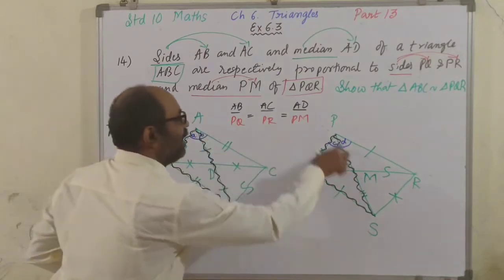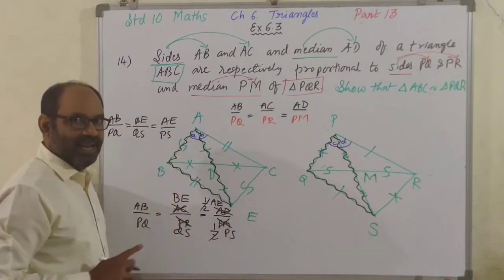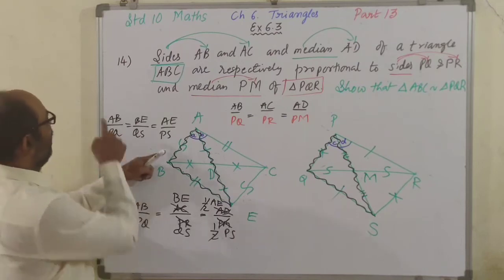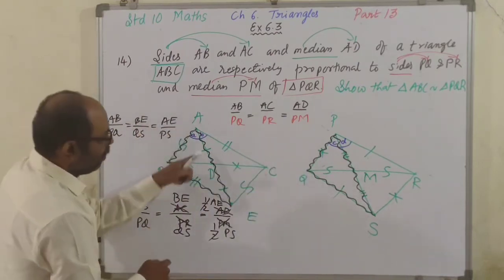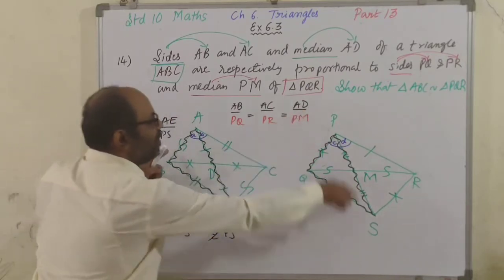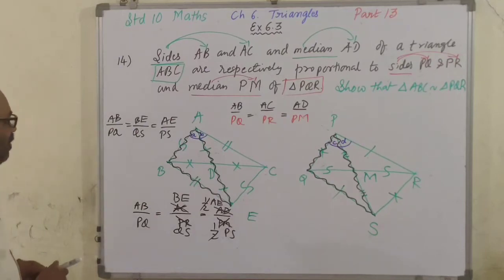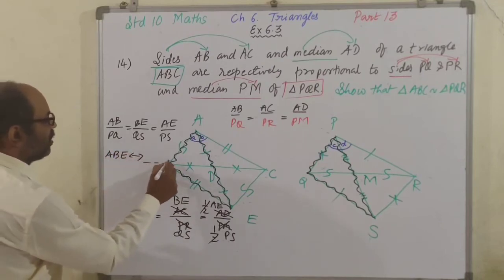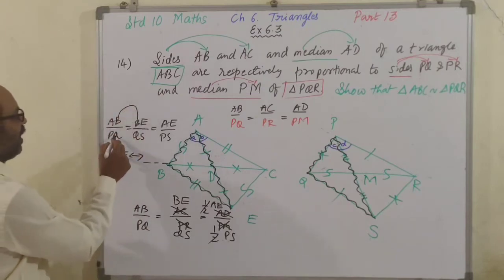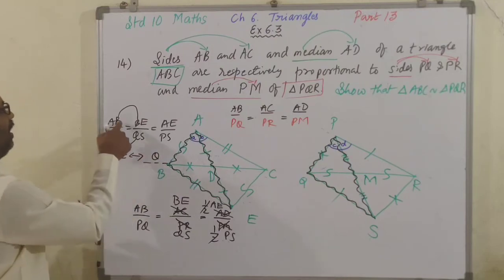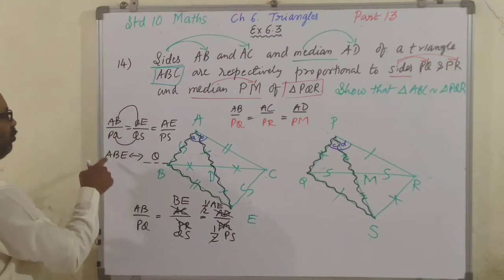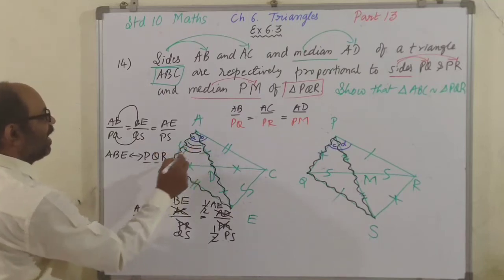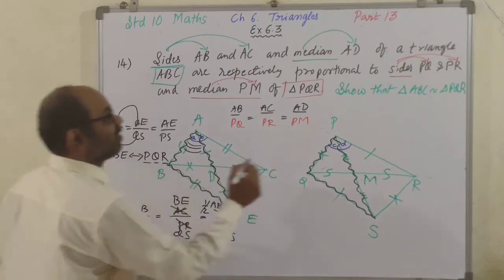Now look at the triangles: AB upon PQ, BE upon QS, and AE upon PS, so by SSS similarity, what is the correspondence? ABE corresponds to dash dash dash. What is repeated here? B, and here Q. B in the middle, Q in the middle. B corresponds to Q. Confirmed. So A corresponds to P. So you see now that angle A, which angle A? BAE. This result I'm writing here.